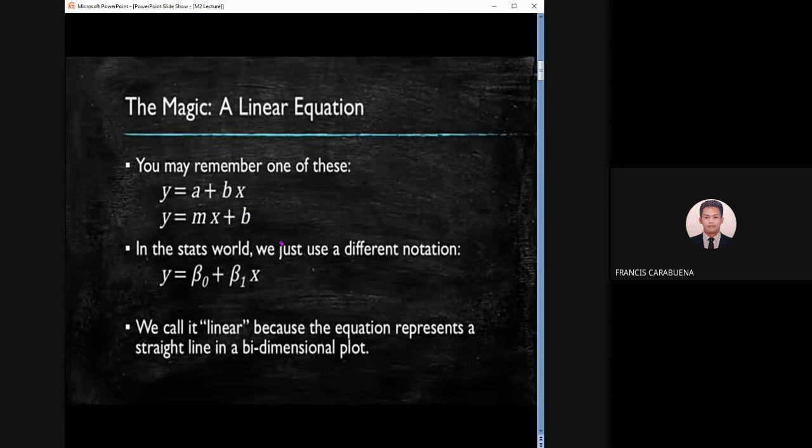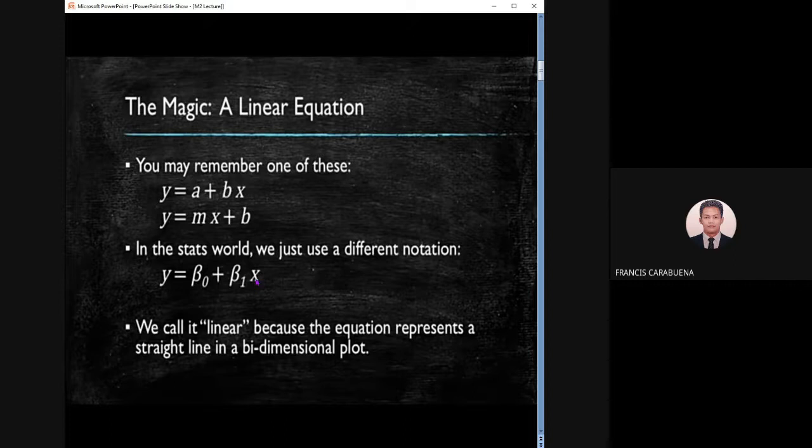In the stats world, we like Greek letters, and we're going to be using a slightly different notation. Our linear equation is going to have a beta zero term, which we're going to be calling the intercept or the constant. And beta 1 is the term that multiplies x, and we're going to be calling it the coefficient of x or the slope of x.